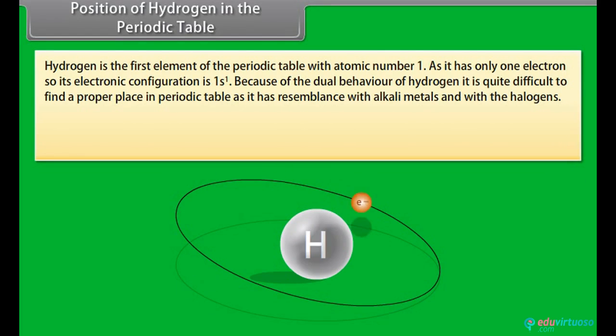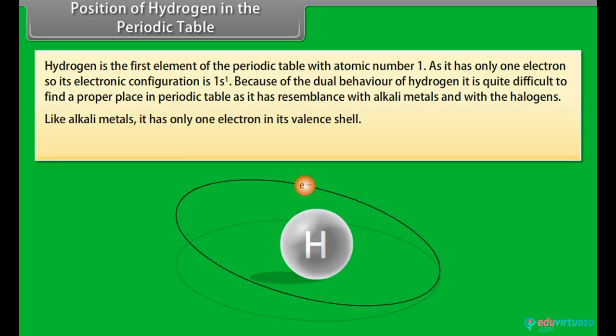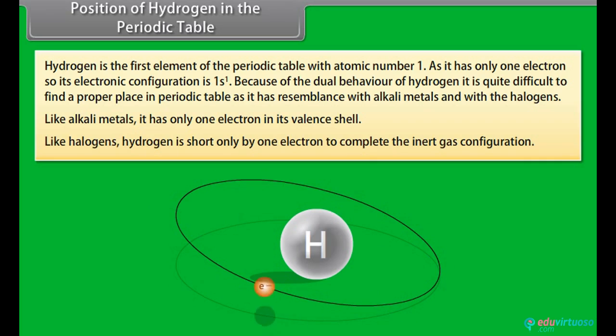Hydrogen is the first element of the periodic table with atomic number 1. As it has only one electron, its electronic configuration is 1s1. Because of the dual behavior of hydrogen, it is quite difficult to find a proper place in the periodic table as it has resemblance with alkali metals and with the halogens. Like alkali metals, it has only one electron in its valence shell. Like halogens, hydrogen is short only by one electron to complete the inert gas configuration.